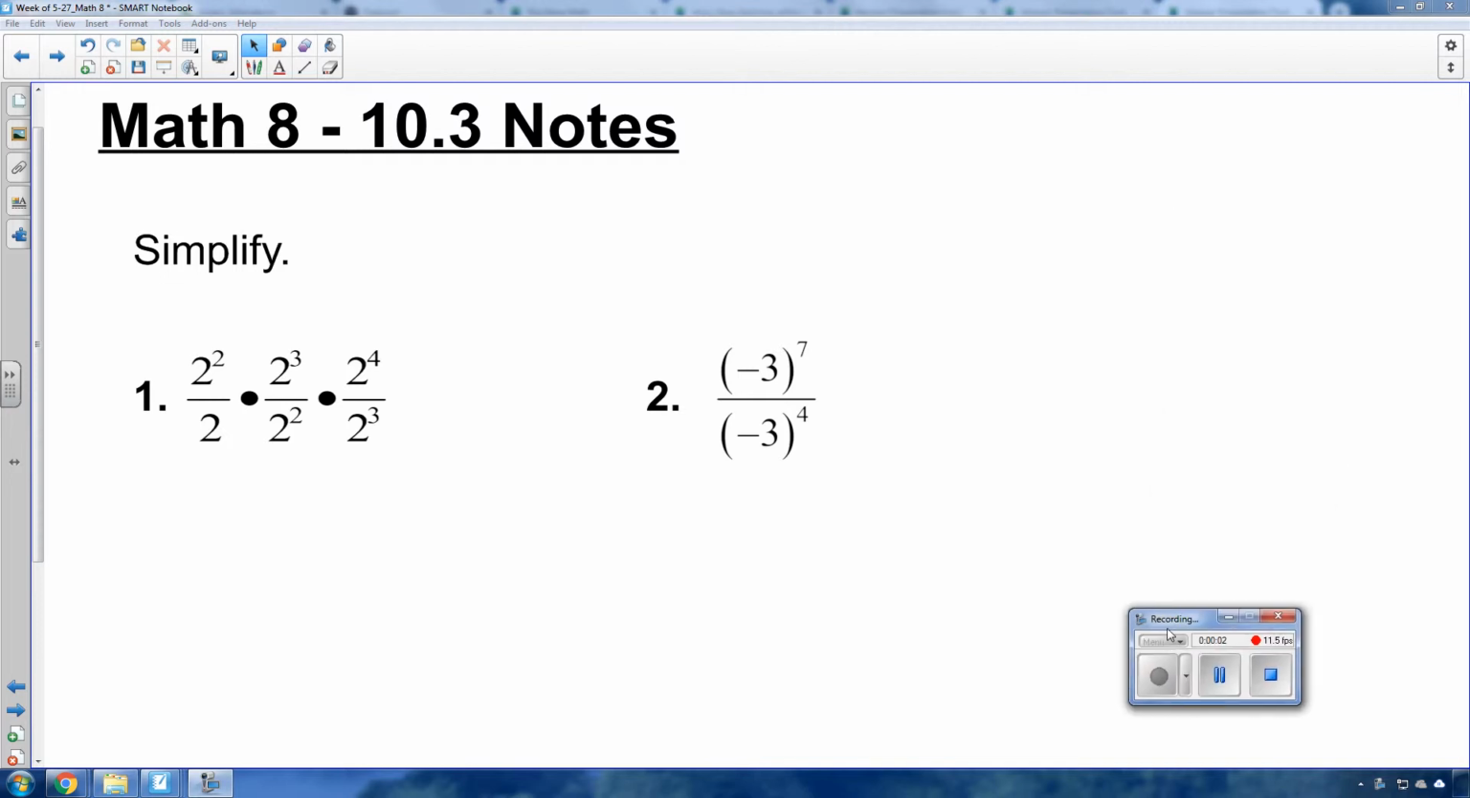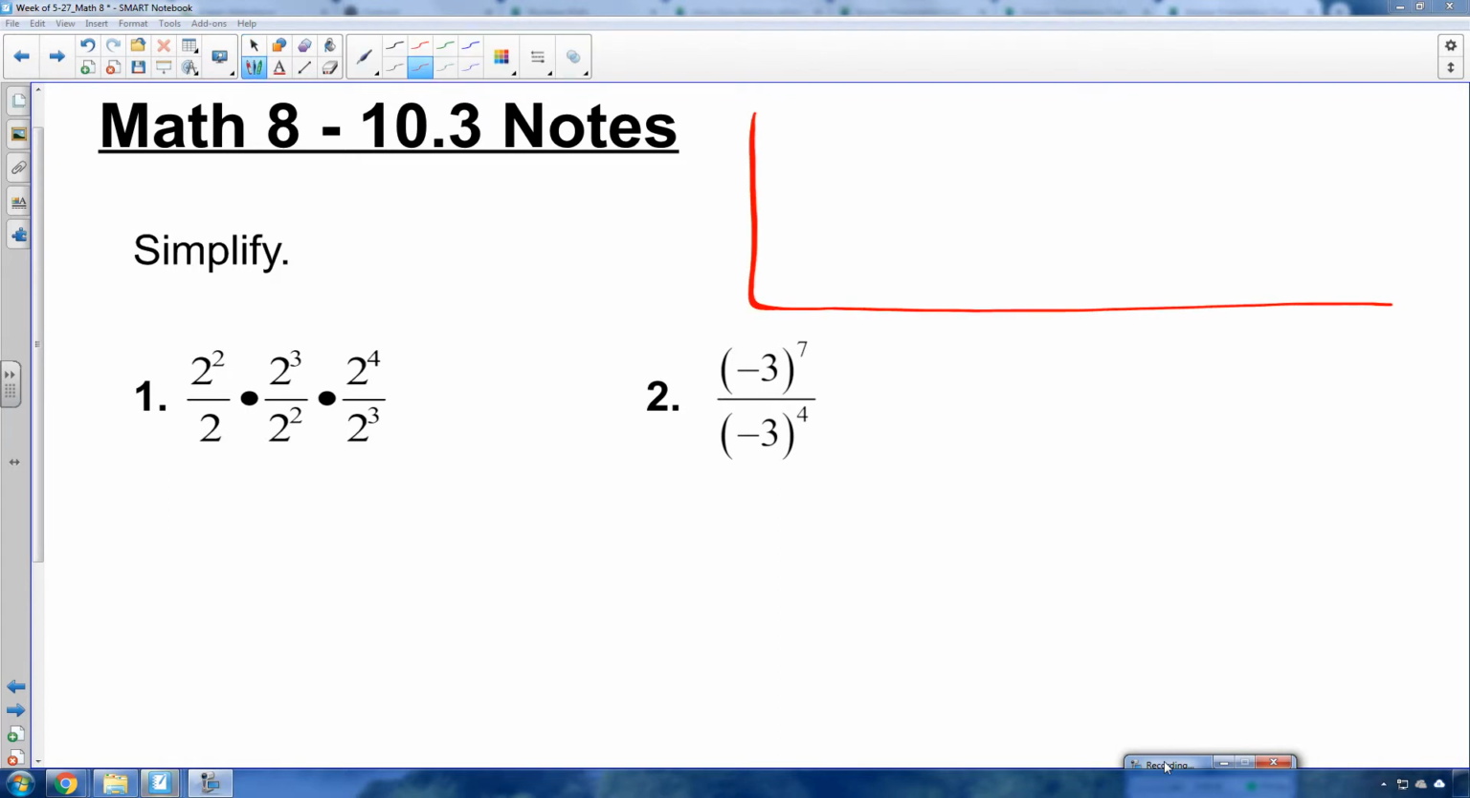Okay, so welcome to this video on 10.3, and we might even get into 10.4. What we're doing is the division property of exponents. We know that if we multiply exponents, we keep the base and we add the exponents. So if we think about it this way, we know if we're multiplying powers, we're going to keep the base and we're going to add the exponents.